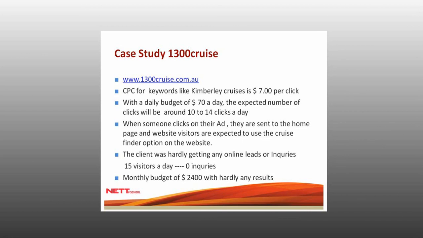This particular company, 1300 Cruise, they have been doing Google AdWords on their own, and they used to spend around $3,000 a month. The average cost per click literally used to be around $7 a click. So they used to spend money on that, and then after 3 months they realized that they're almost $10,000 down, but they hardly got any sales out of it. What used to happen is, let's say you go onto Google and search for Kimberley Cruise, and their ad will come up. The moment the ad used to come up, what people used to see is the following.